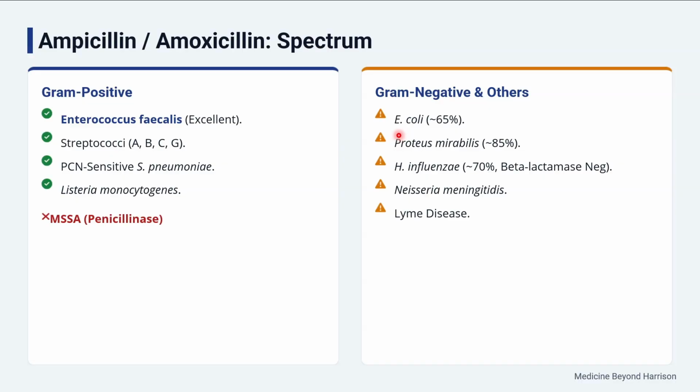For gram-negatives, it has variable penetration and susceptibility. So try to avoid ampicillin when you suspect a gram-negative infection. With E. coli, it is 65% sensitive, Proteus 85%, Haemophilus influenzae 70%, and Neisseria, Lyme disease also. Ampicillin can be used in specific use cases when the organism is susceptible.